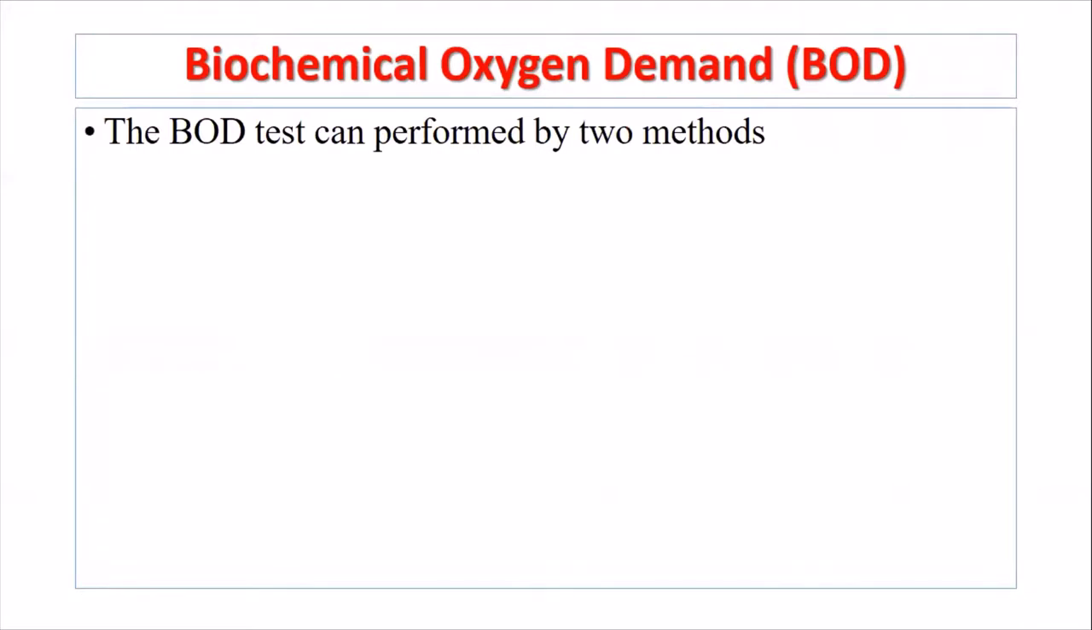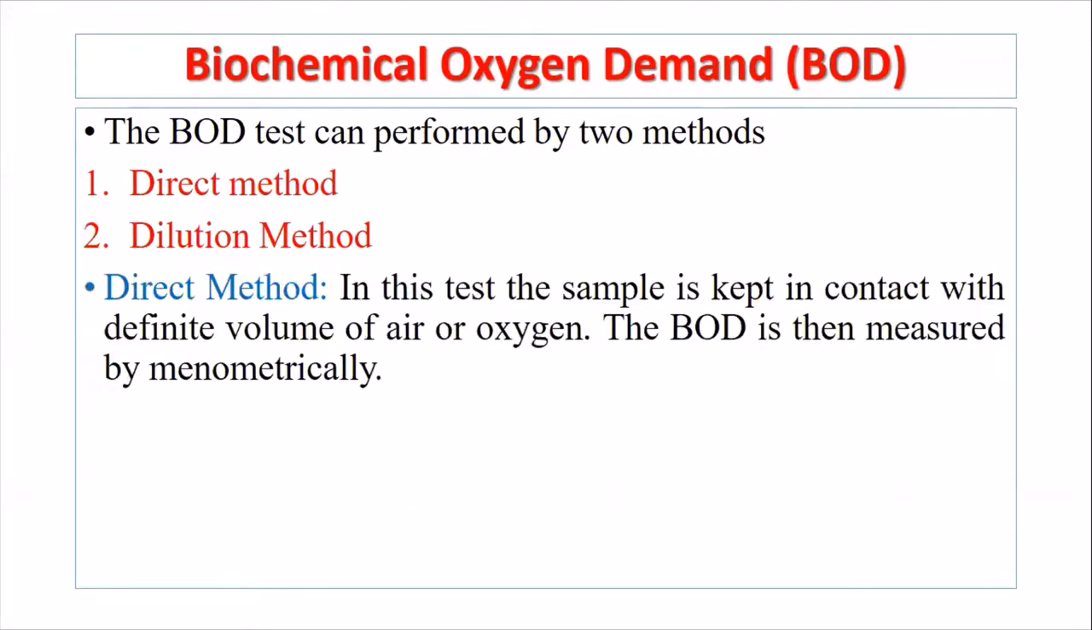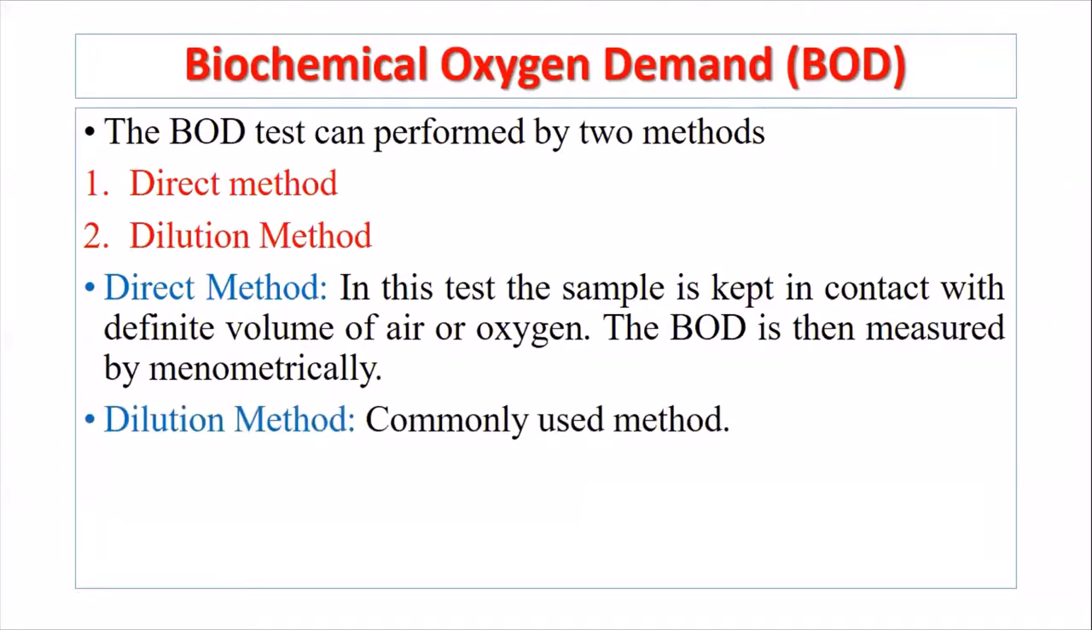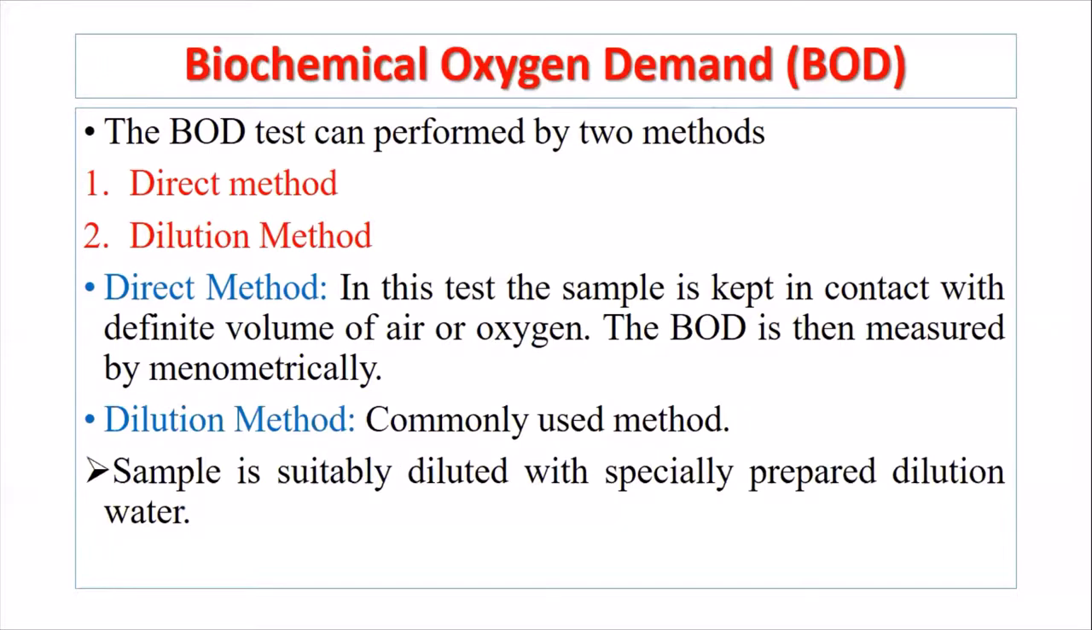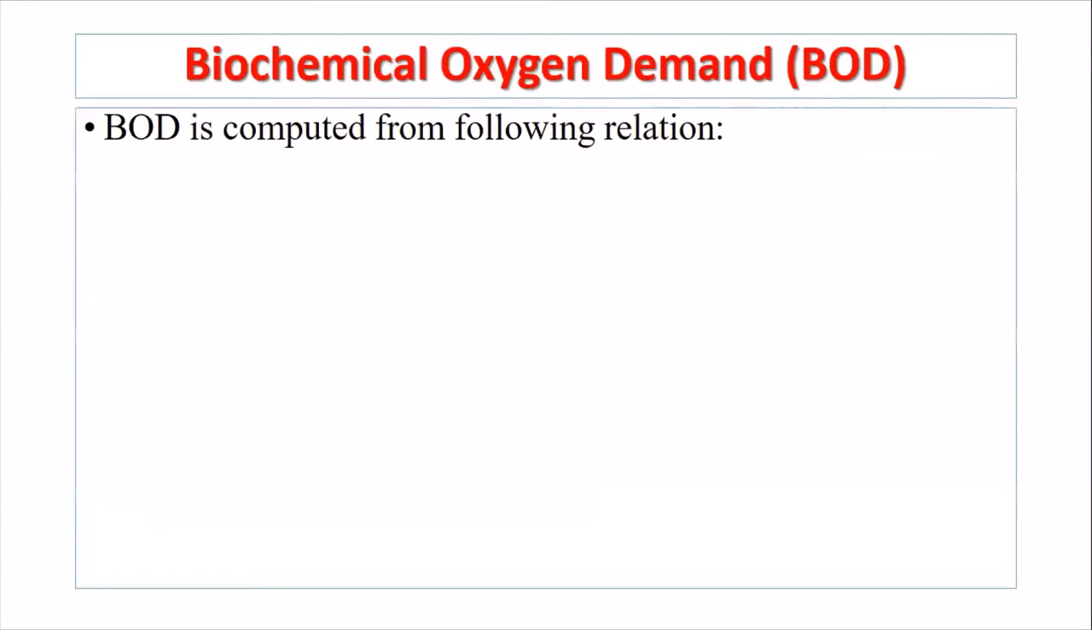The BOD test can be performed by two methods. First is the direct method and second is the dilution method. In the direct method, the sample is kept in contact with a definite volume of air or oxygen, and the BOD is measured manometrically. Then the dilution method, the commonly used method. The sample is suitably diluted with specially prepared dilution water. Then BOD is computed from the following relation.